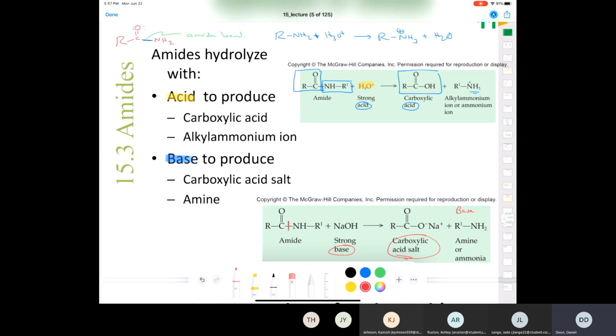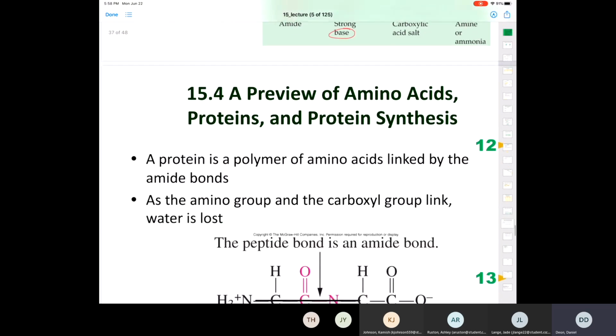When you hydrolyze an amide, you break this bond in base. Sodium hydroxide is a very strong base. You end up with a carboxylic acid salt or a carboxylate salt and an amine or ammonia, okay? Let me just remind you that a carboxylic acid salt is the exact same thing as saying carboxylate salt. They're synonymous, they mean the exact same thing. Okay, let's move on from there.